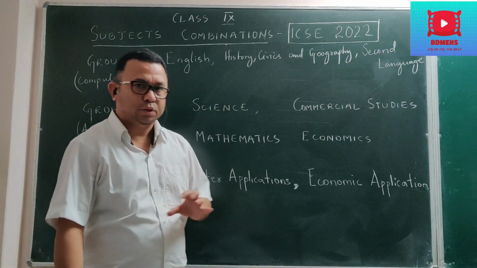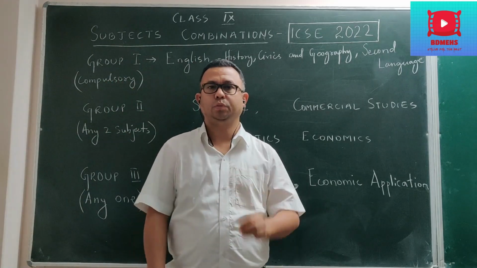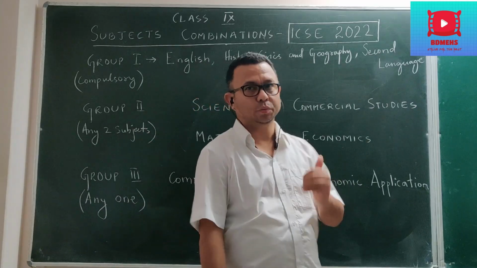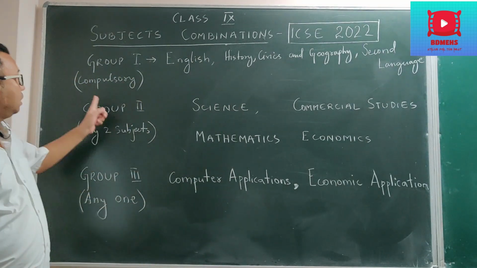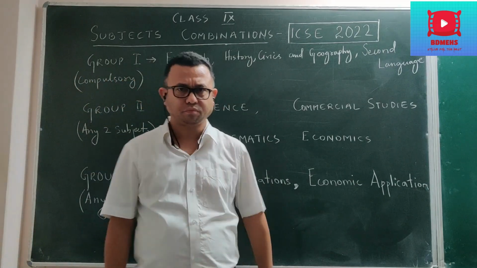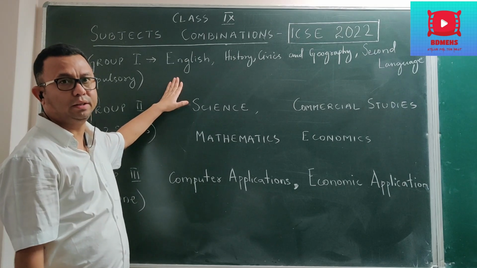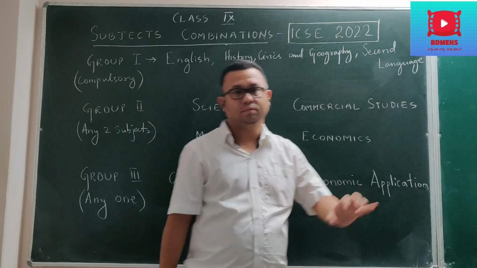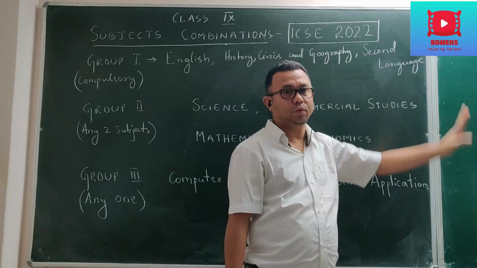Your subject combination is divided into 3 groups: Group 1, Group 2 and Group 3. Now let me explain to you what these 3 groups are. Your Group 1 subjects are compulsory. You have to take these subjects. There are 3 of them. English is compulsory, you have to take English. Then history, civics and geography is the second subject. And the third one is second language.